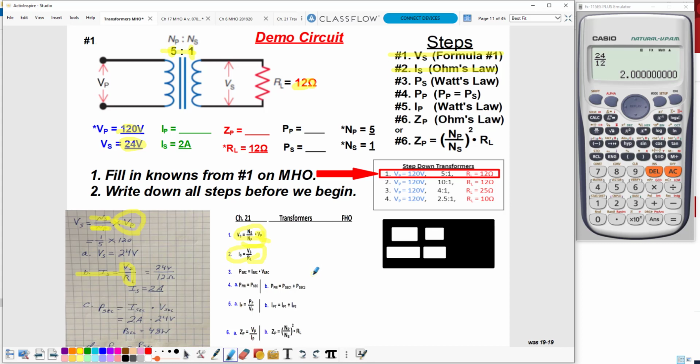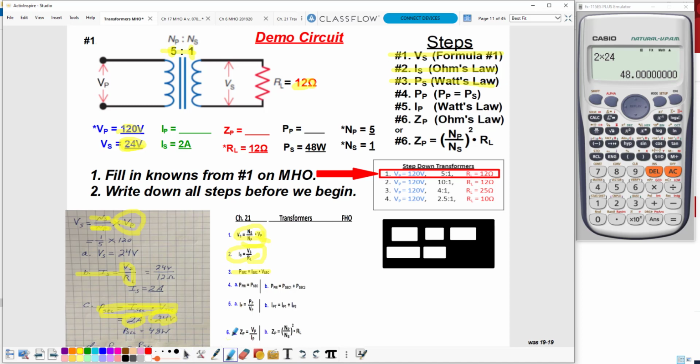Alright, the next thing I want to calculate is my secondary power, my PS, and that's in these locations. To calculate my secondary power, I just calculated my secondary current at 2 amps. It's already in the calculator, but I'm going to re-enter it just for clarity's sake. So 2 amps times, P is equal to I times V, so I need that secondary voltage of 24 volts that I calculated earlier. This gives me 48 watts. Power is measured in watts, so my secondary power is 48 watts.